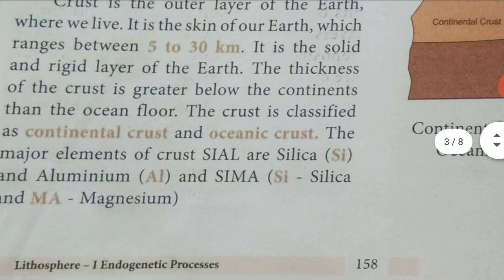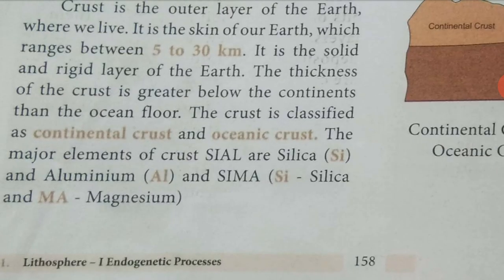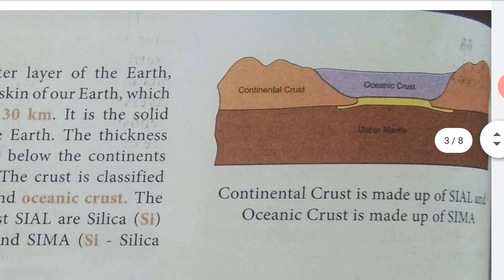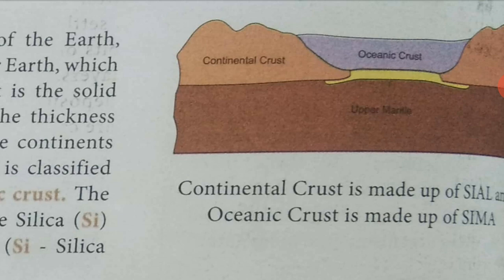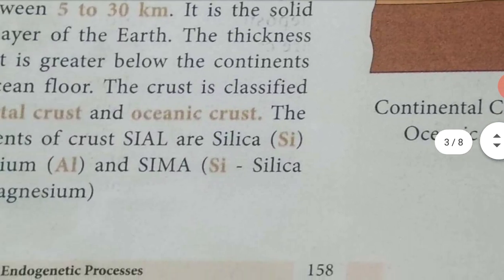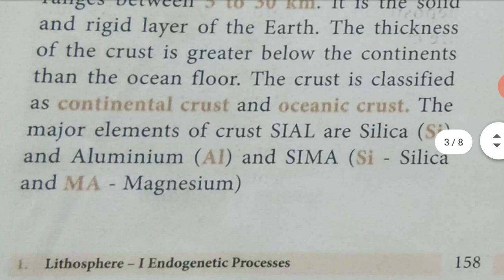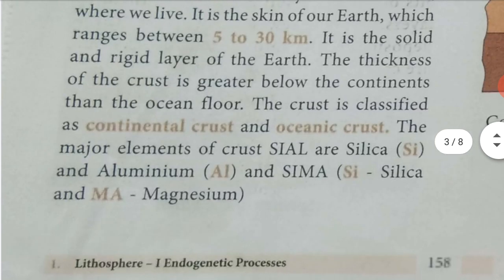The crust is classified into 2 types: continental crust and oceanic crust. The continental crust is very high, and compared to it the oceanic crust is very thin. The major elements of the crust are sial and sima. What is the meaning of sial? Silica and aluminium together are called sial. Sima means silica and magnesium.